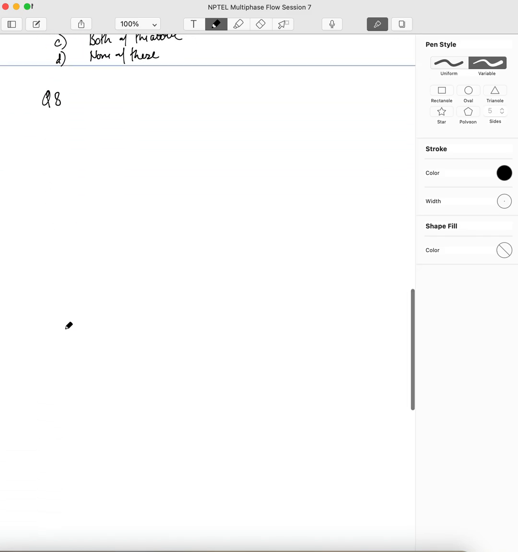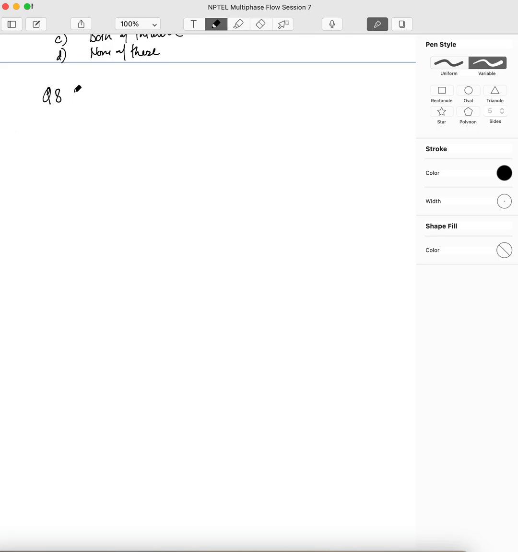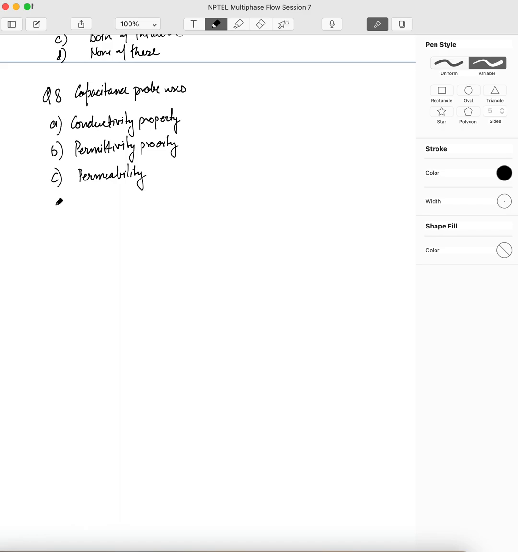Next question is, capacitance probe uses conductivity property, permittivity property, permeability, and none.